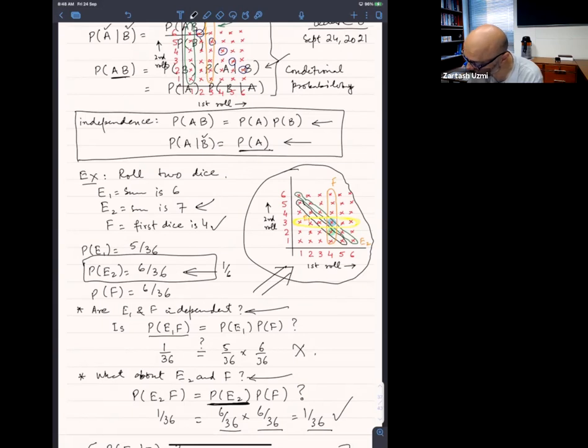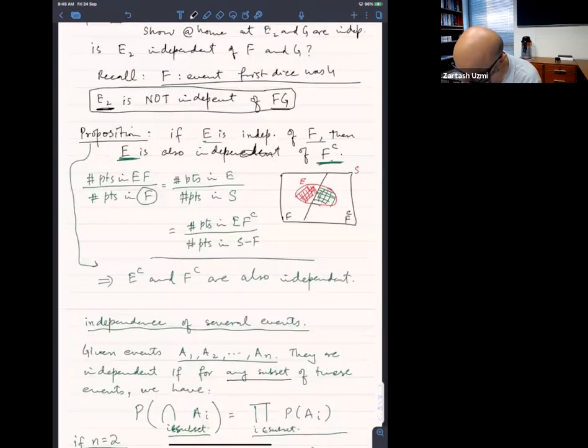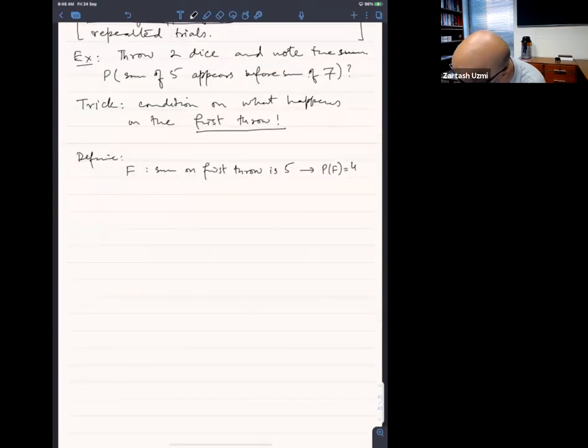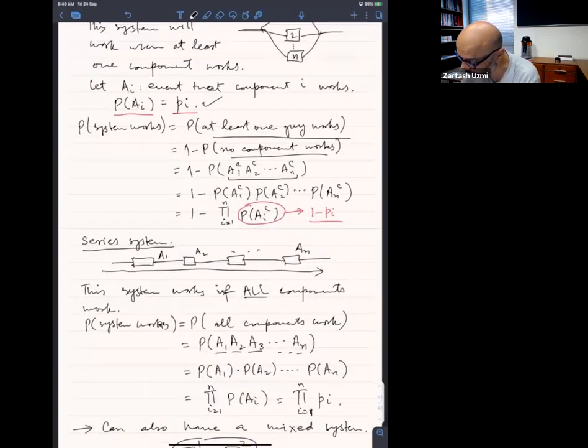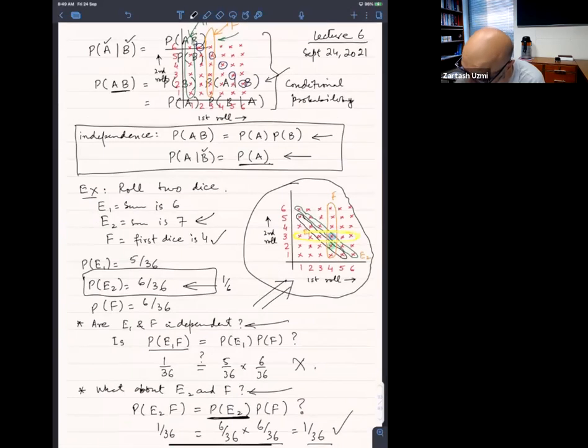1, 2, 3, 4, 5. So this would be 4 out of 36. Which events are these? Let me show you. These outcomes are the ones where the sum is 5. This guy, and this guy. These 4 I have shaded in blue. So these are the ones which will result in the sum of the 2 dice being equal to 5. This is 4 out of 36.